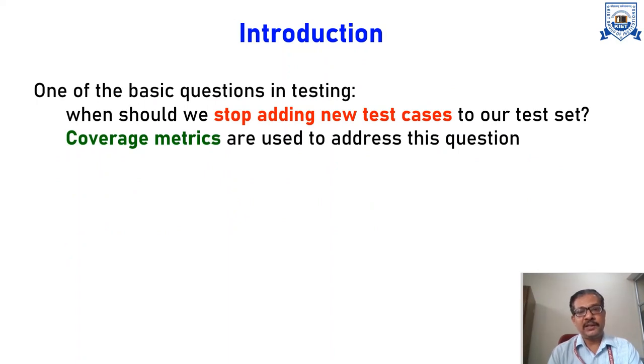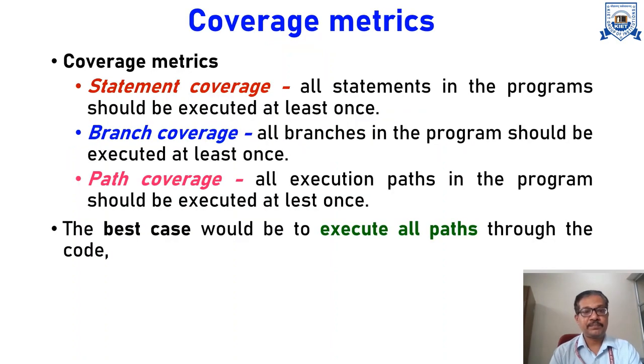One of the basic questions in testing is, when should we stop adding new test cases to our test set? And when are we going to stop testing? Okay, this is the enough number of test cases with me, with this I am going to stop my testing. So the coverage metrics are used to address this question. Coverage metrics such as statement coverage, branch coverage and path coverage help us find out the minimum number of test cases required for a particular test.